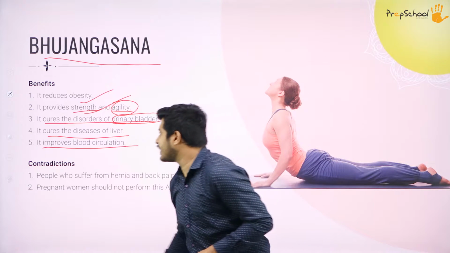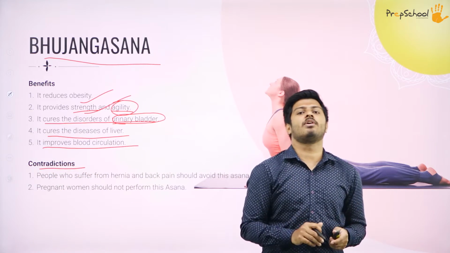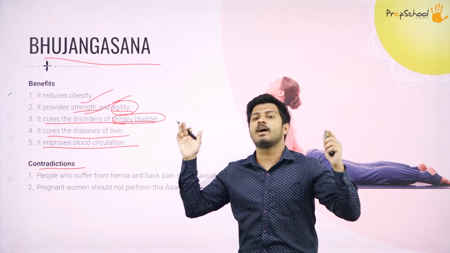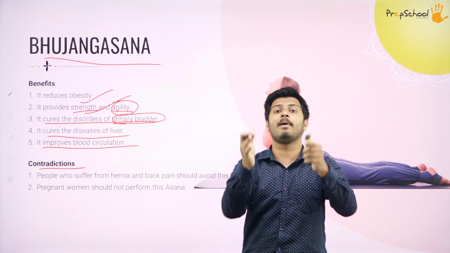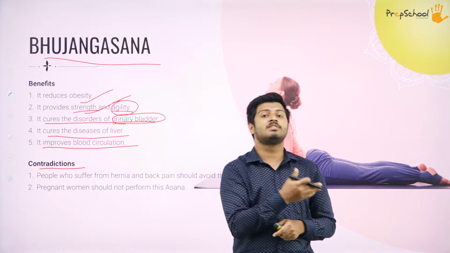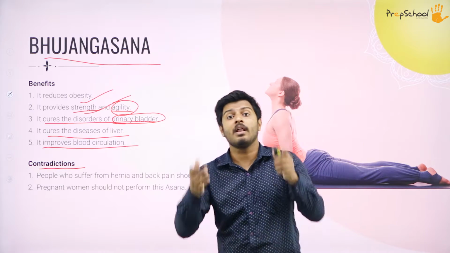Okay? Moving on to next, the contradiction. The next category is contradiction. Like I said, for every benefit, we have a contradiction. For Bhujangasana, we studied all the benefits. Now you know all the benefits. Now let's see what all situations are there in which you are not supposed to practice this particular Yogasana.